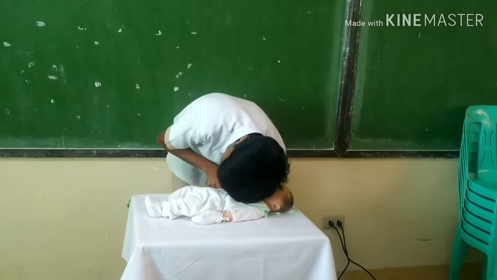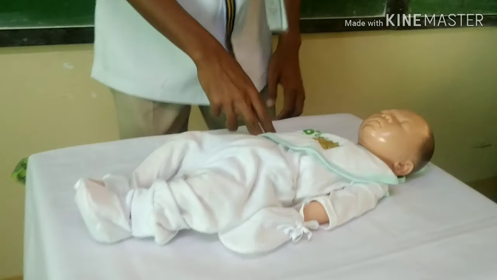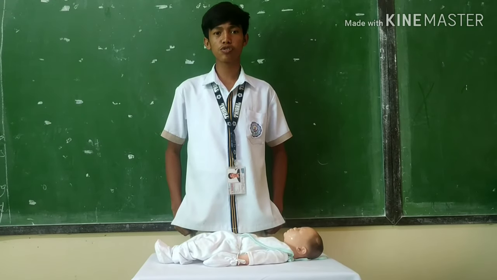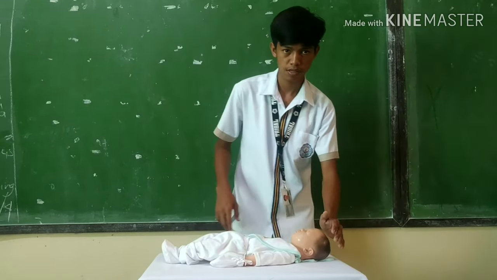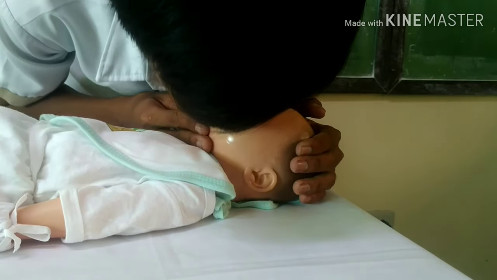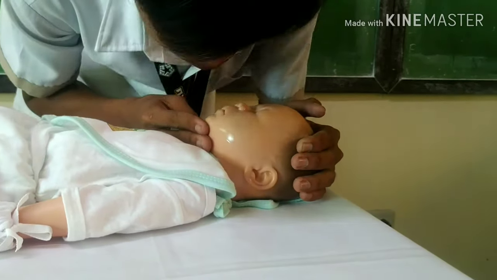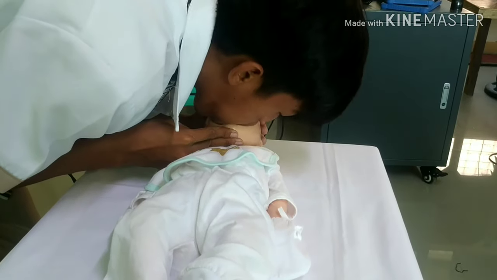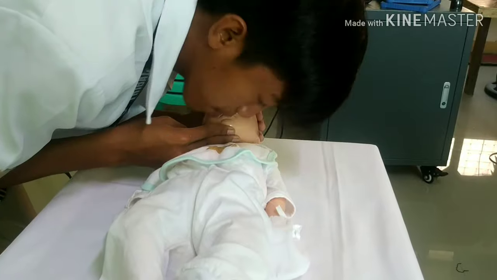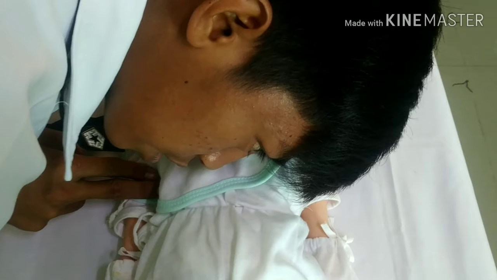Reassess. 1, 2, 3, 4, 5, 6, 7, 8, 9, 10. Positive pulse, negative breathing. Follow up with the medical assistant and report back to me as I do rescue breathing. 1, 1. 1, 2. 1, 3. 1, 4. 1, 5. 1, 6. Reassess. 1, 2, 3, 4, 5, 6, 7, 8, 9, 10.